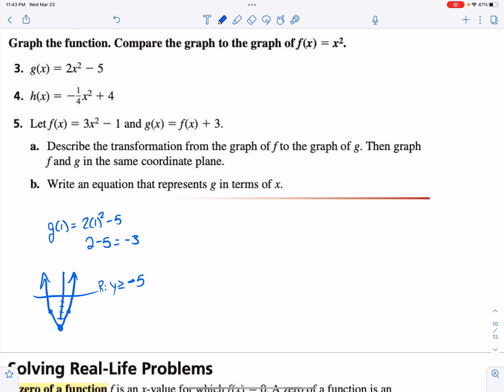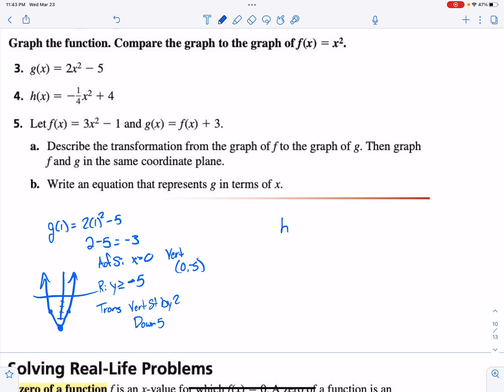My transformations: a vertical stretch by 2 and down 5. My axis of symmetry was 0. And then my vertex was 0, comma, -5. Okay, again, we can answer those questions on the next one too.